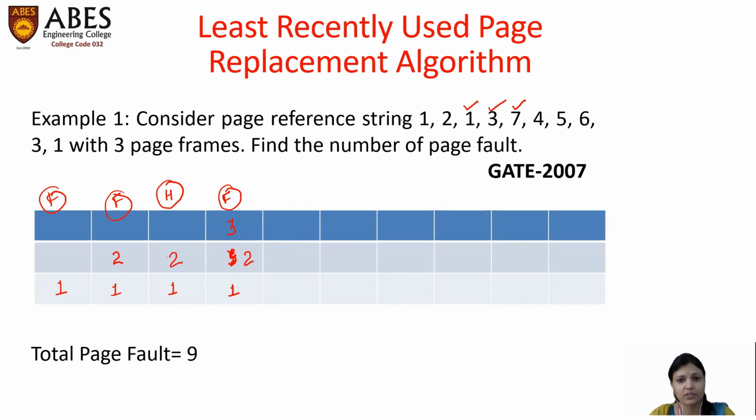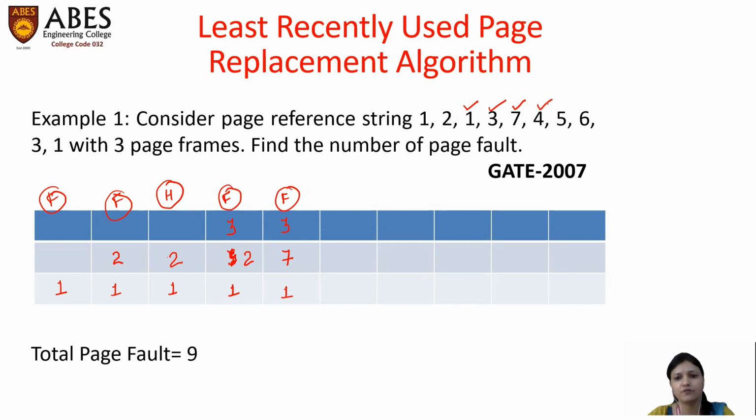3 is just before the 7 and then 1. So the least recently used page is 2. We will replace 2 with 7. Sorry, 2 is replaced with 7. And this is also a page fault.